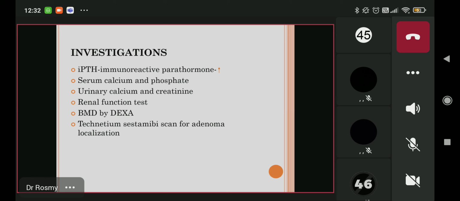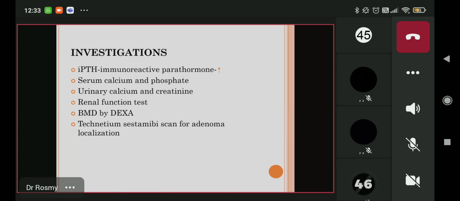That will be taught to you when you come to the clinical side. Then apart from that, urinary calcium and creatinine has to be done and renal function tests have to be done. Renal function tests involve your blood urea and serum creatinine. If they are deranged, then you don't label the patient as primary. For labeling a patient as having primary hyperparathyroidism, your kidney function tests have to be normal.